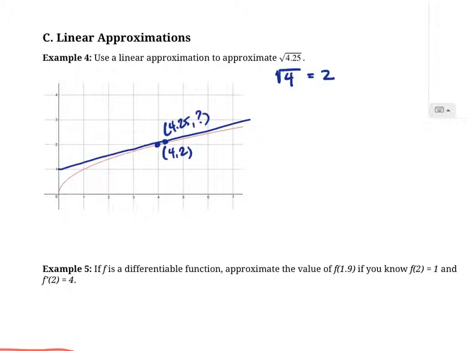We know how to come up with the equation of a tangent line. We just did that. So let's do that again for this function. And the function in question here, when we're doing the square root of something, is just f of x equals the square root of x, right? So that's the function in question here. That's the one that we're going to use to help us approximate the square root of 4.25.